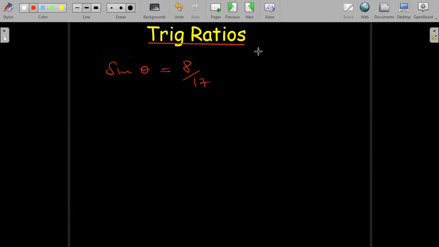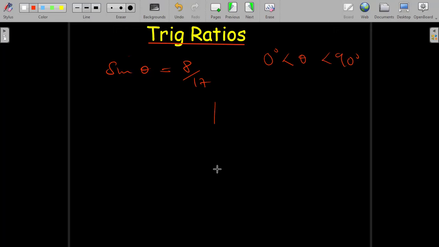So we should find the value of cosine and the value of tan. But theta should be between 0 degrees and 90 degrees. So they've given us a restriction: theta should be between 0 degrees and 90 degrees. So what does this tell me?